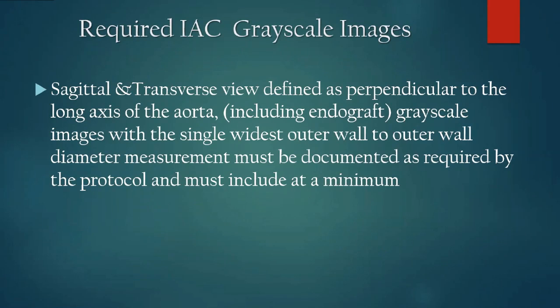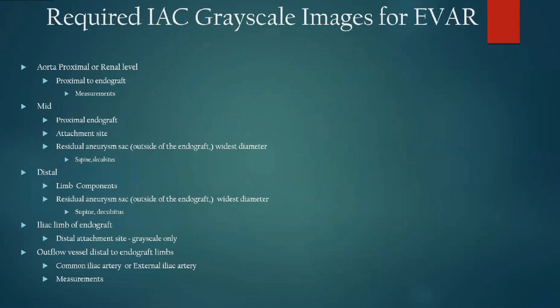So required grayscale images, we're still doing our sagittal and transverse images, but additional images to what we do for a normal aorta duplex is evaluating that residual aneurysm sac. And we're going to report the widest diameter that we measure. And here are the specifics on these images. I'm going to actually go through them individually with slides explaining what we're going to take.